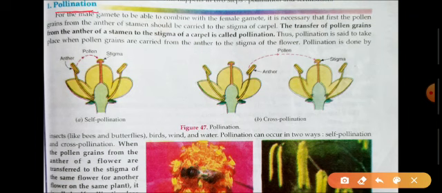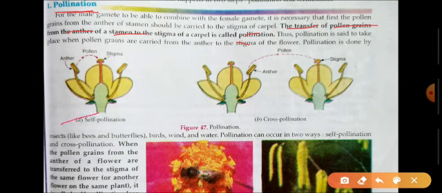In plants, pollen grains, which are the male gametes, are required for the fusion purpose. So the transfer of pollen grains from the anther of a stamen to the stigma of a carpel is called pollination. Pollination takes place in two ways.